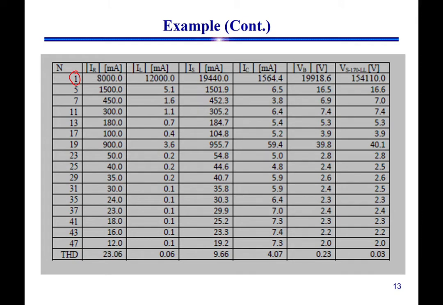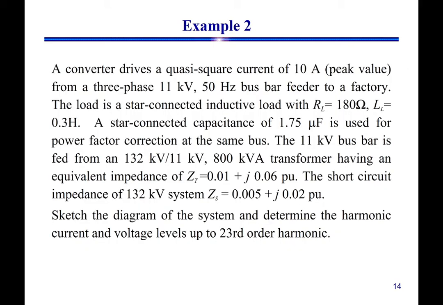So at the fundamental, this is the current taken by the nonlinear load, the load current, the source current, the current in the capacitor bank, the voltage at node B, and the voltage source at the fifth harmonic, and so on until the 47th. If we would like to find the total harmonic distortion, we know that we have to take the square root of the sum of those squares divided by the fundamental. Okay, so that's all for this example.